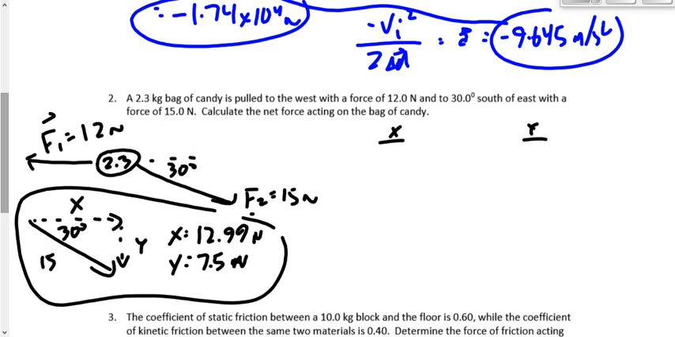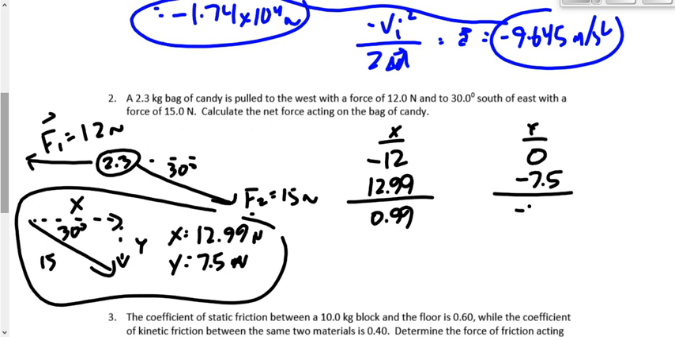So we kind of box that off to the side here, and then we do our X and Y components. Some people did this and then just essentially did an X component by saying F net is equal to the sum of the forces and completely ignored the Y component there. So what do we get for the first one is negative 12. For the Y component is 0. For the second one it's 12.99, and the Y component is negative 7.5. Add these up, 0.99 and negative 7.5, and then we combine them, 0.99 and 7.5. Make sure, please, make sure that you show your work.